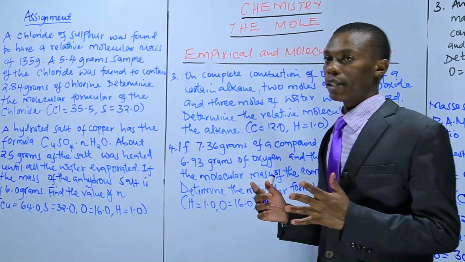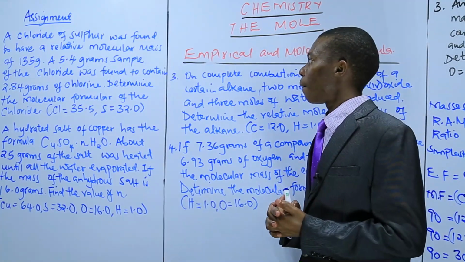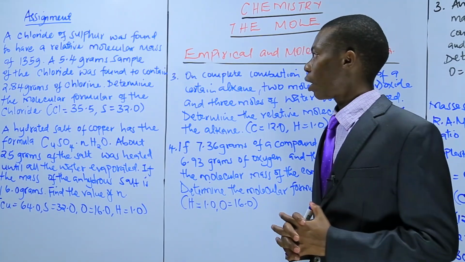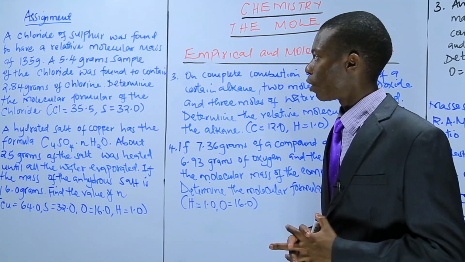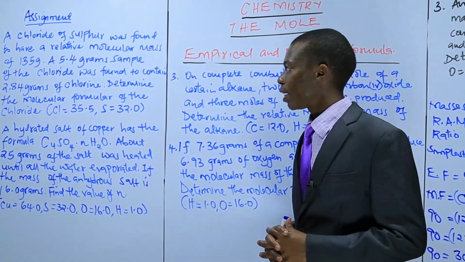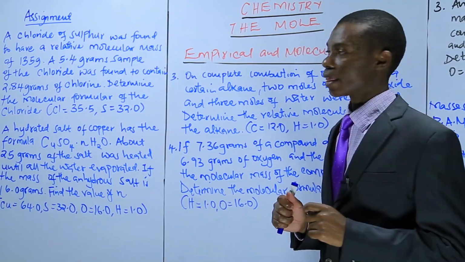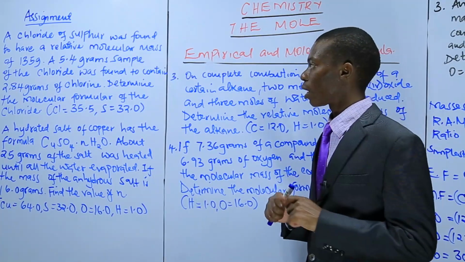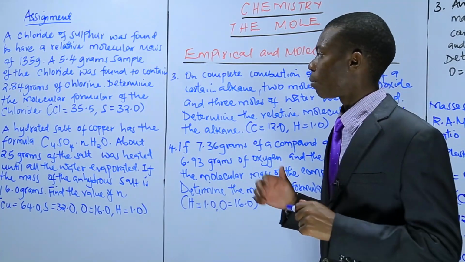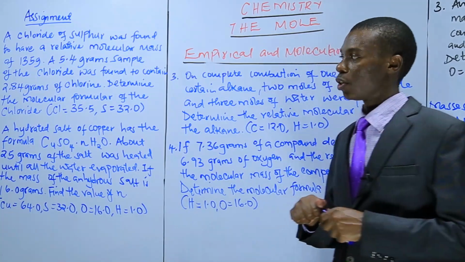The first question is, a chloride of sulfur was found to have a relative molecular mass of 135 grams. A 5.4 grams sample of the chloride was found to contain 2.84 grams of chlorine. Determine the molecular formula of the chloride. The relative atomic mass of chlorine is 35.5 and sulfur is 32.0.